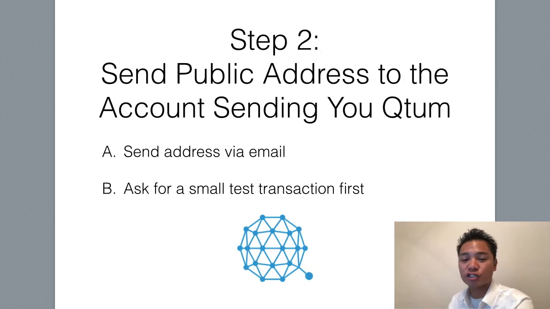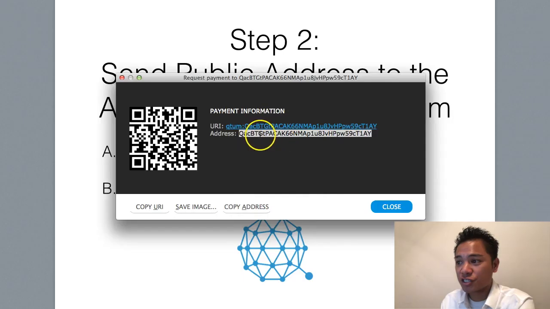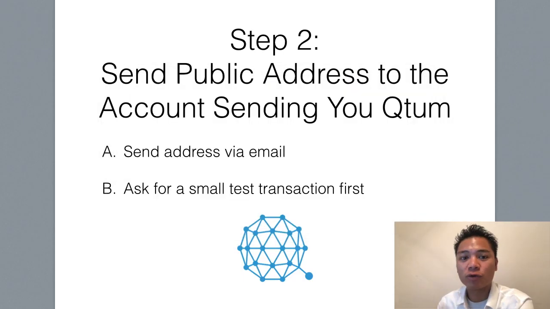We're going to move on to step number two here, which is to send the address, the public address, to the account sending you Qtum. So we're going to have to send this address via email or through a private messenger. If I'm expecting someone to send me Qtum, I'm going to have to email them my address that I just got from my Qtum Core wallet here, which is this right here. And when I send that message, I also want to tell them to send a small test transaction first before they send the rest. And that's very important. A test transaction is around $5 or $6. So go ahead and do that.